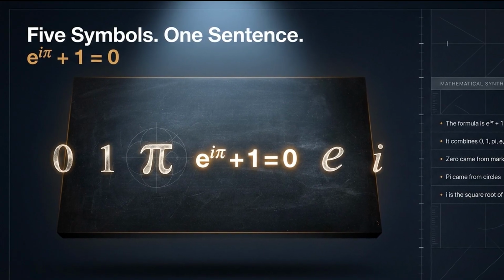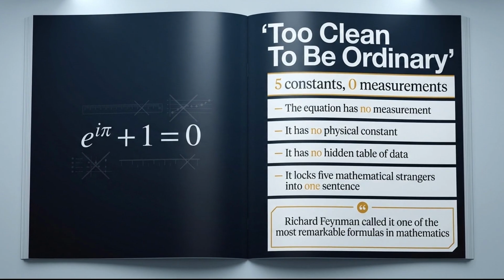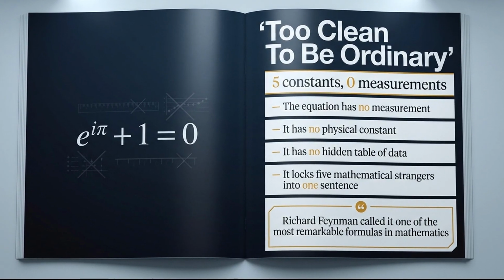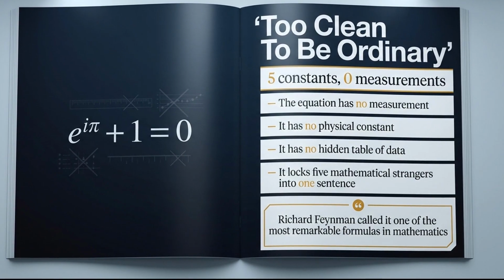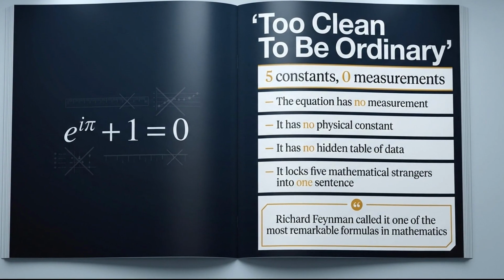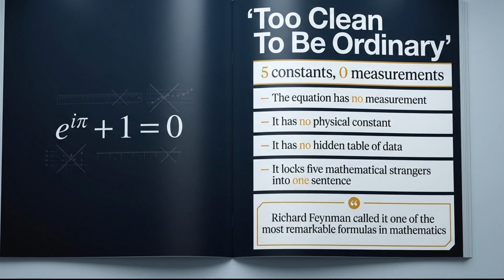Then Euler found the bridge. E to the I pi plus 1 equals 0. Here, E is the base of natural logarithms. I is the imaginary unit, the square root of -1. Pi is the circle constant. 1 is the multiplicative identity. 0 is the additive identity.